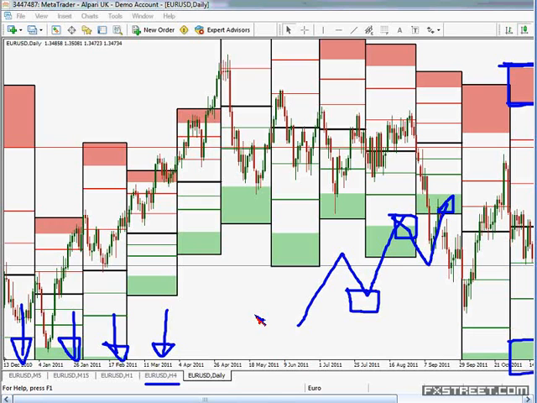Assume that that trade is done, and if it's not going to fully reverse, it's going to at least halt and pull back.